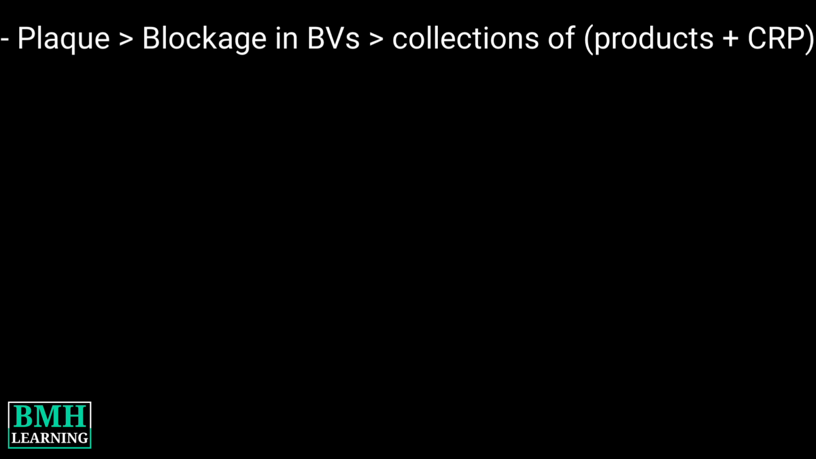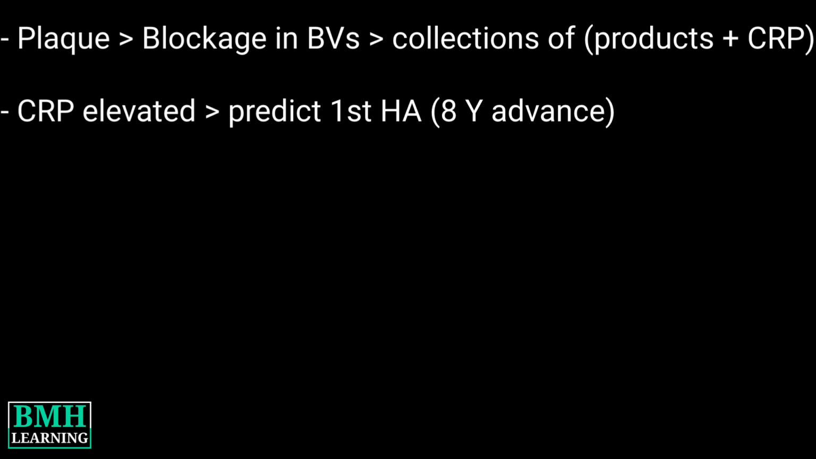Now, what is the relationship between the heart and CRP? In simple words, blockages in blood vessels called plaque are collections of products contained in cells including CRP. Elevated levels of CRP may predict risk of first heart attack up to 8 years in advance.